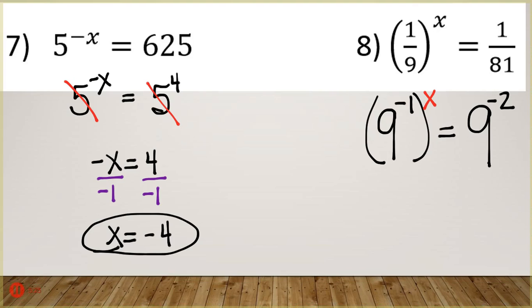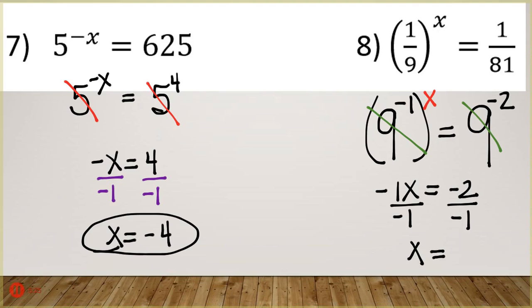And we can drop our base, and after we do that, we're left with -1x is equal to -2. Divide by -1, and our solution would be x equals 2.